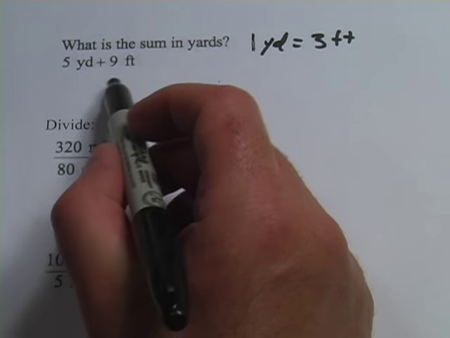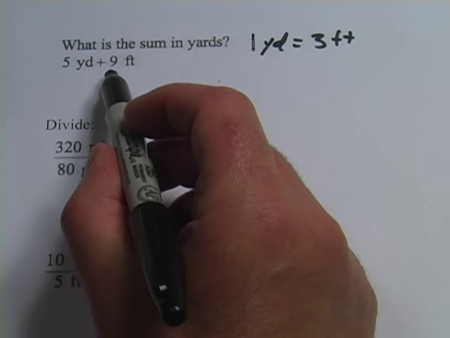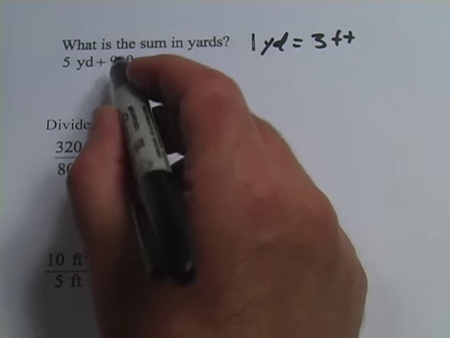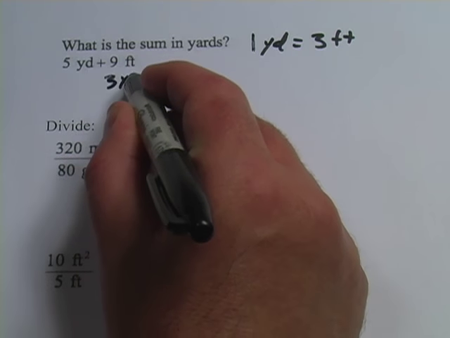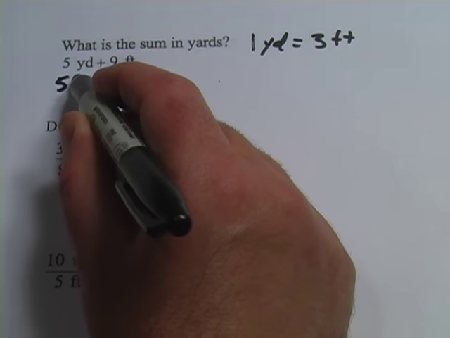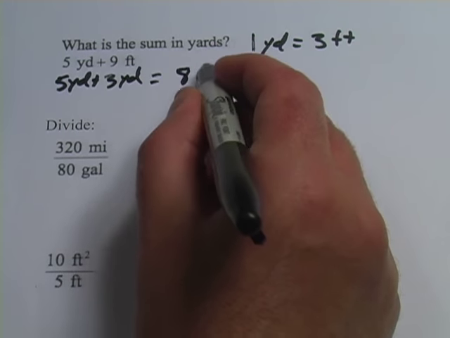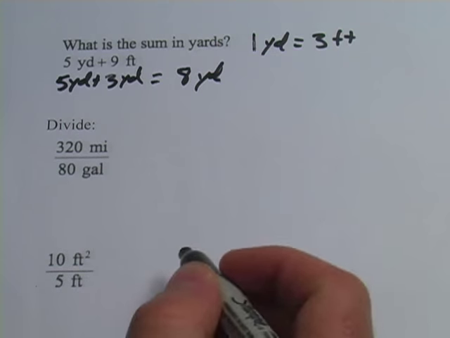So if there are 9 feet, if I chop that up into 3 feet segments, I would get 3 segments. So there are 3 yards there. And this problem just becomes 5 yards plus 3 yards. And 5 plus 3 is 8. So I have 8 yards. That's all there is to that one.